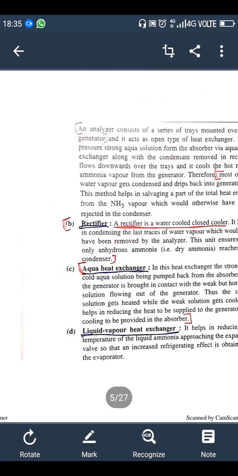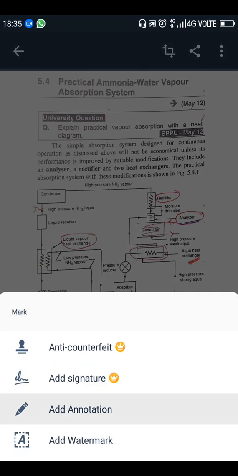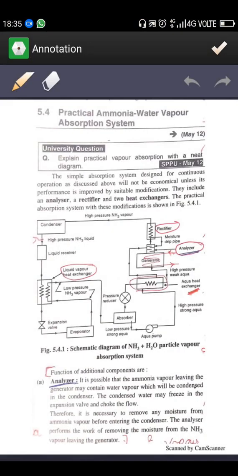Analyzer: it is possible that ammonia vapor leaving the generator may contain some water vapor which will be condensed in the condenser. The condensed water may freeze in the expansion valve and choke the flow. Therefore, it is necessary to remove this moisture. So the analyzer is just to remove the moisture from ammonia vapor before entering the condenser.